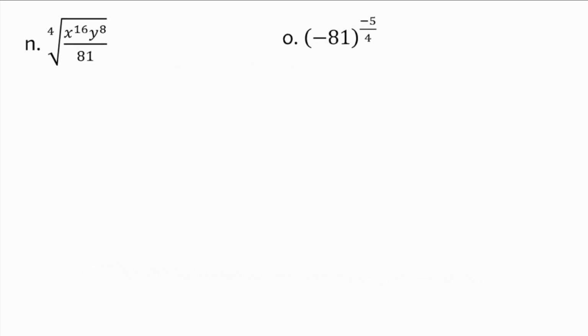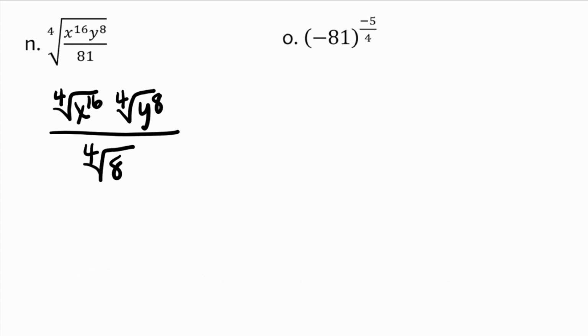So n is going to be the fourth root of a bunch of stuff altogether. So I'm just going to say it's the fourth root of each of these things separately. We've already done the fourth root of 81 once in this worksheet, so I think I'm just going to say that's 3. In the denominator, the fourth root of x to the 16, we're just going to divide the exponent by 4. And same with y to the 8. If it's the fourth root of y to the 8, we're just going to divide that exponent by 4. And I'd have x to the 4, y to the 2, all divided by 3.